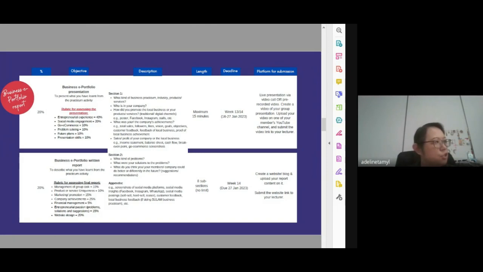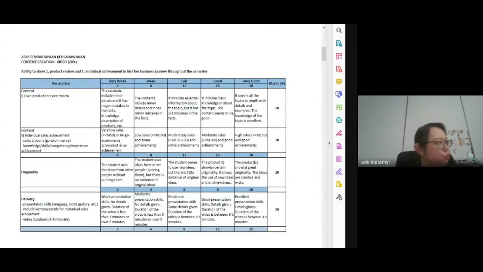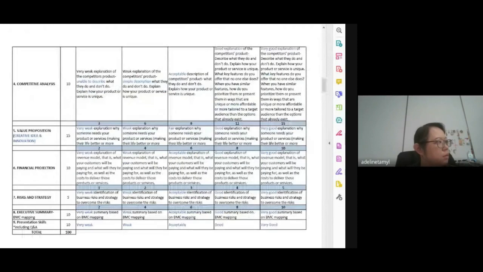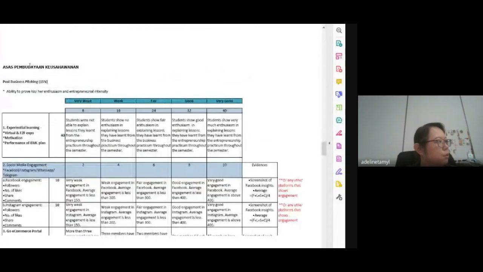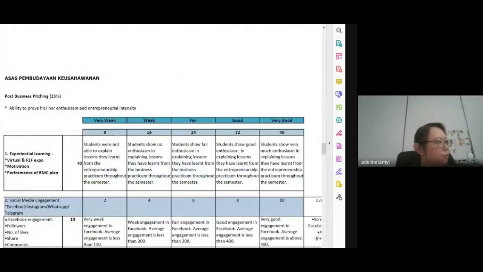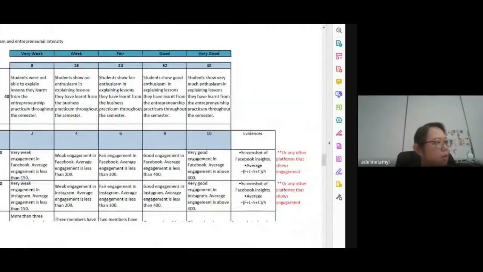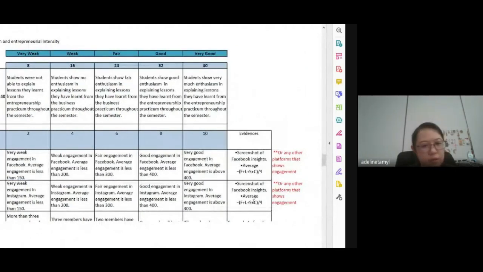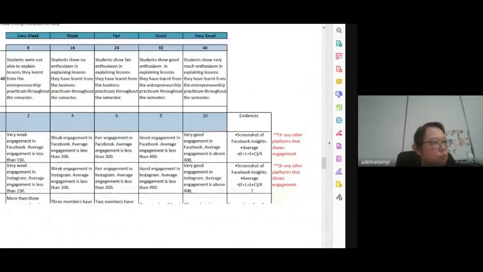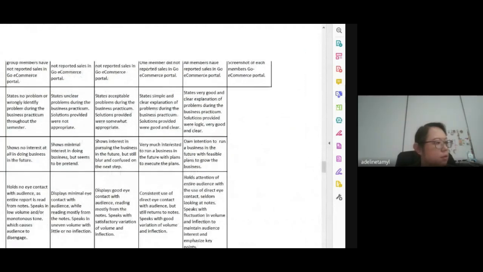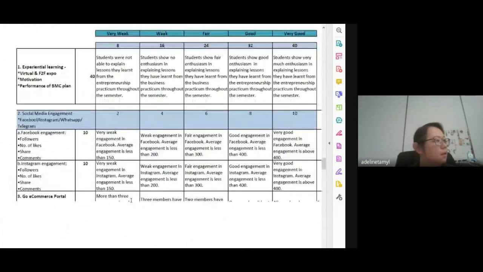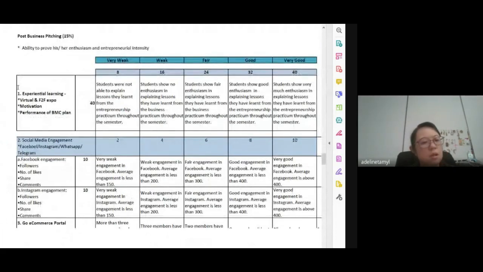Please also check the rubric, this is the full rubric for the post business pitching. When you check the rubric, it will tell you the engagement and so on, what evidence you have to provide. You have to provide the evidence in the presentation, so you can check what marks are given for which part, especially in terms of presentation, the main parts that will help you get more marks.